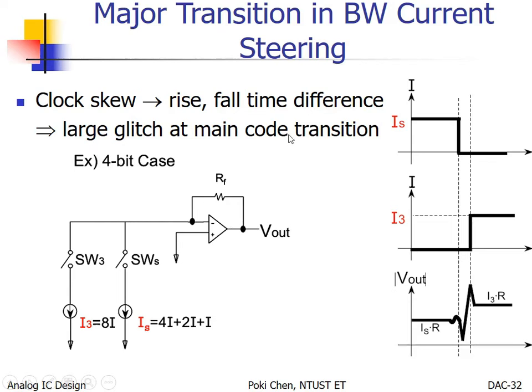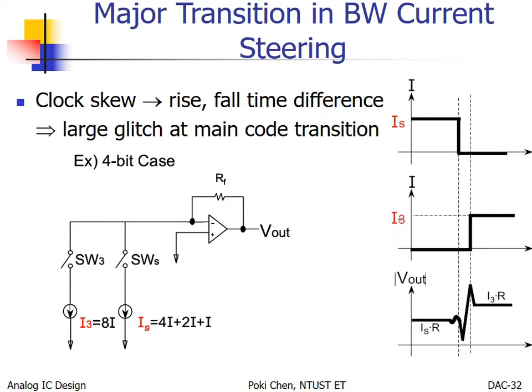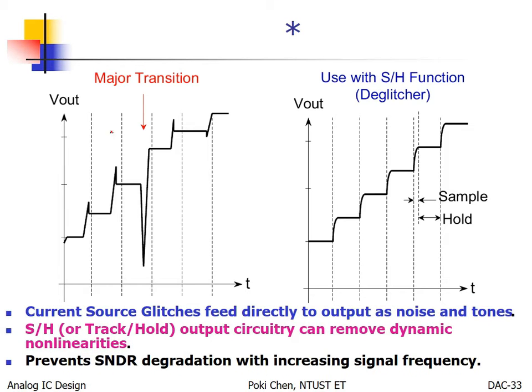Last week, we talked about the problem with the binary weighted structure. It will always cause some kind of glitch. Anyway, we have some way to handle it. We call it the deglitcher. Actually, it is some kind of simple sample and hold.